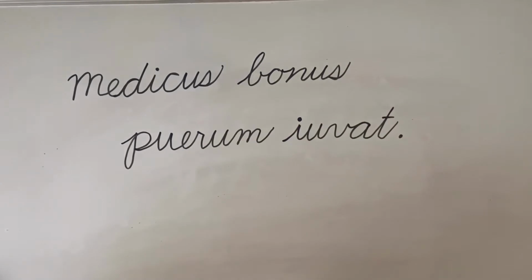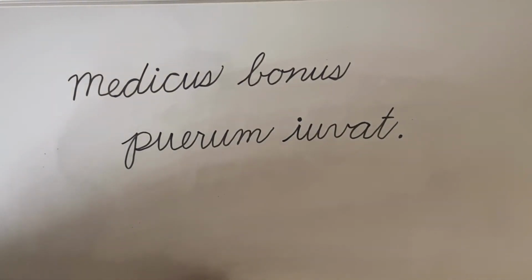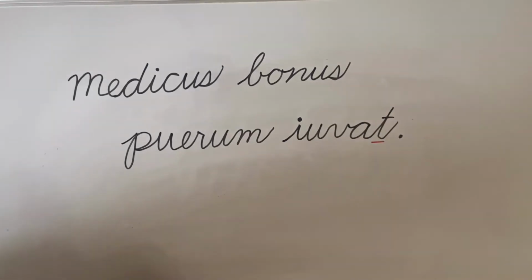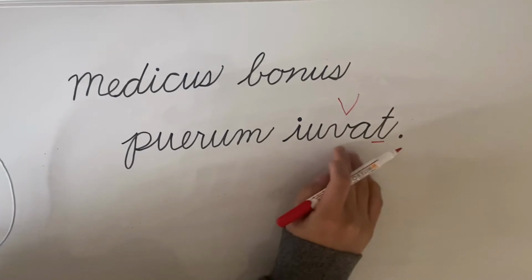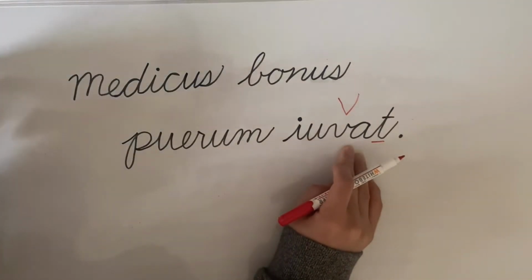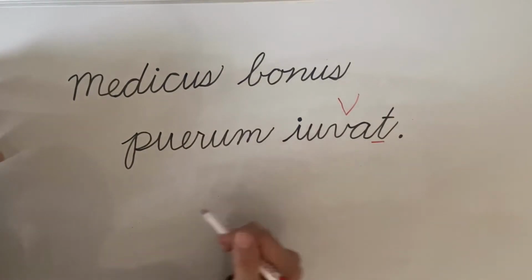No need to worry because we're just going to find the verb first. What's the verb in this sentence? Emma, what's the verb? Iuvat. And it ends with what? T. Perfect. Maverick, what does T mean? He, she, it in the present tense. Now then, what does iuvo mean? Help. Now in this case, it's going to be he, she, it helps.